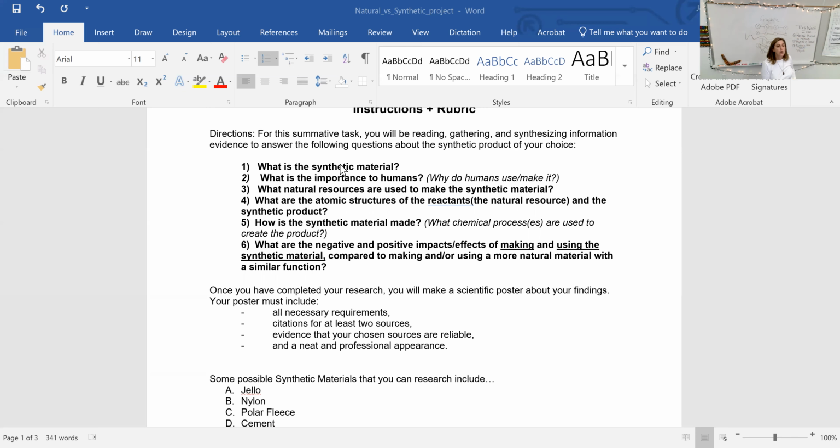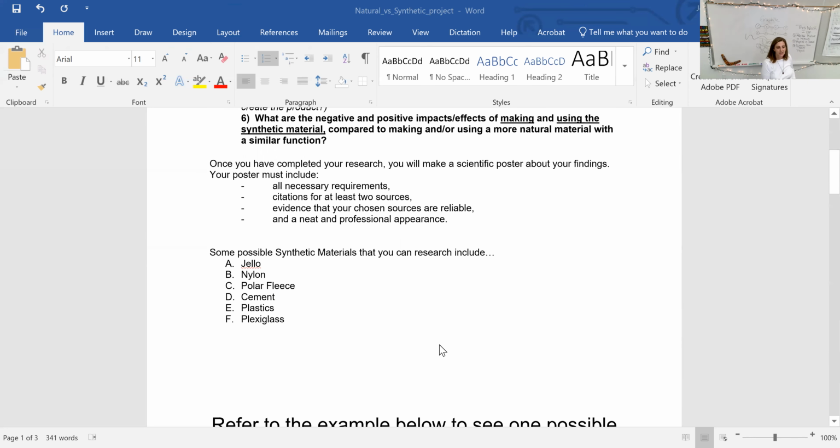I want you to organize all of this information onto a poster. I would like to know where you got your sources from, so make sure that you're highlighting, copying and pasting the URL where you got your information, because we have to make sure that the evidence is reliable. And I'm looking for it to be neat, professional.